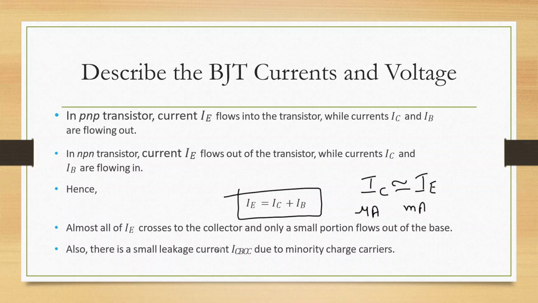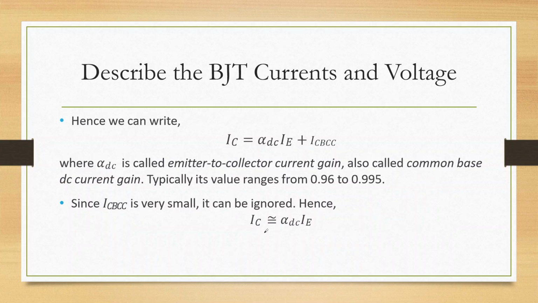And there will be a small leakage current due to the minority charge carriers, which we name ICBO. Hence we can write the collector current as alpha DC IE plus ICBO. That is, current gain times emitter current plus the leakage current. So this alpha DC is nothing but the emitter to collector current gain. All these equations will be used for solving the problems.